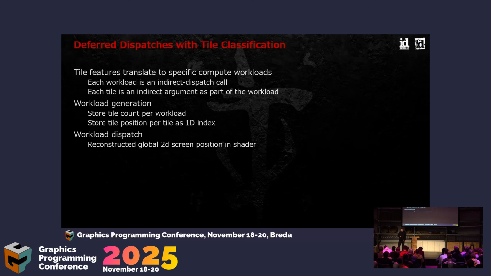So once we have a tile feature grid, we can start generating workloads for it. A predefined set of features translates to a dispatch workload for a specific path. I'm coming back to those terms later. Each of those workloads will be translated to an indirect dispatch call. And each tile that is part of the workload will become an indirect argument, an entry in the indirect argument buffer. Additionally, we have to store the tile count per workload and the tile position per tile encoded as a 1D index. Again, I'll explain a bit why we have to do this.